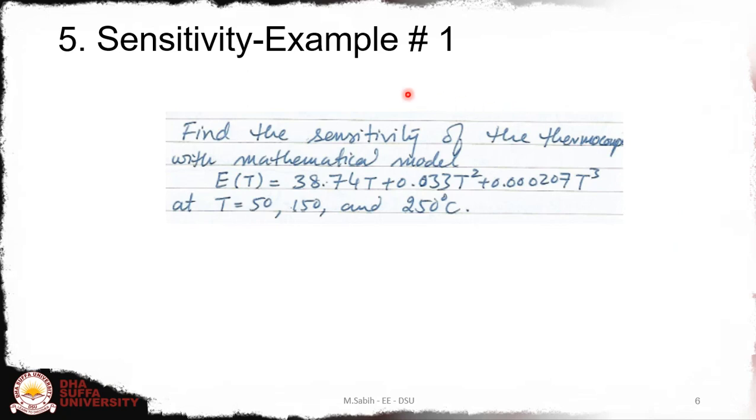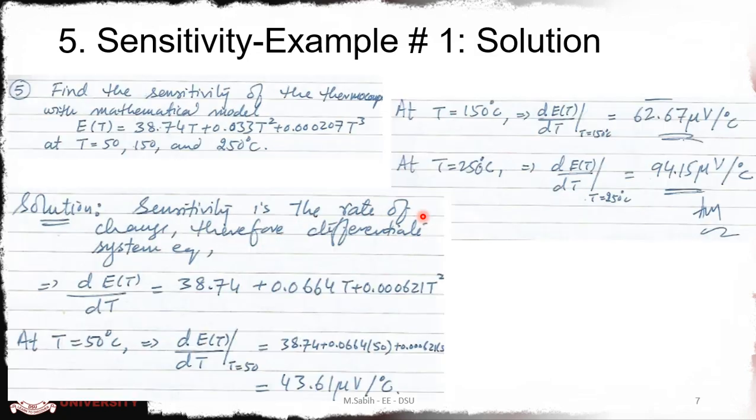Let's do an example. Find the sensitivity of the thermocouple with the mathematical model 38.74 T plus 0.033 T square plus 0.000207 T cube, at T equals 50 degrees, 150 degrees and 250 degrees. As expected before, the sensitivity will be different at all these 3 points. The solution goes like this.